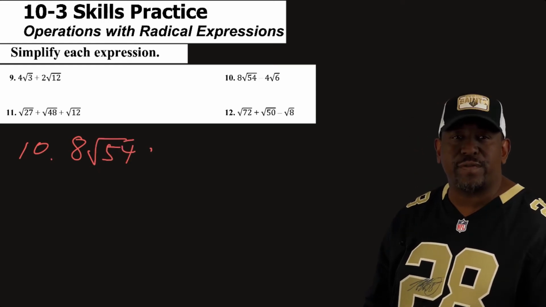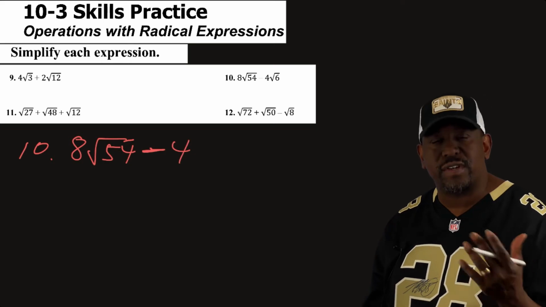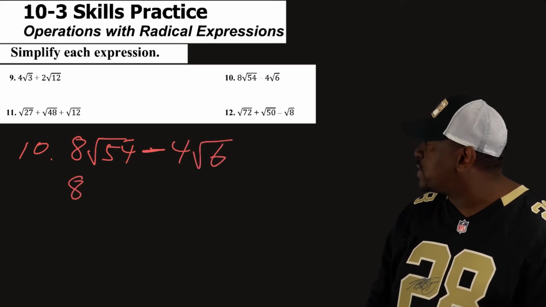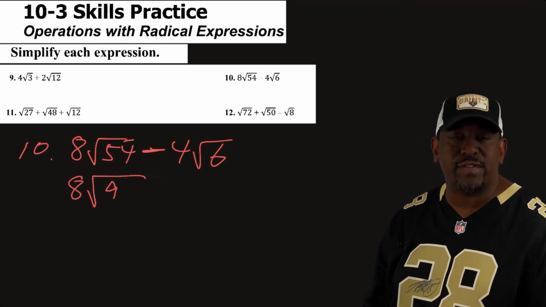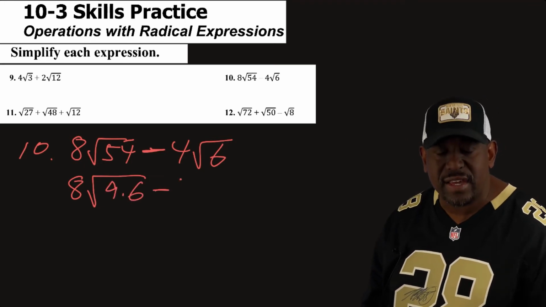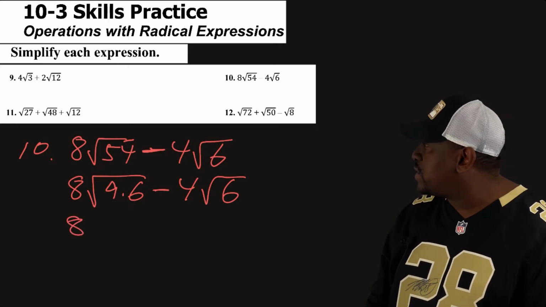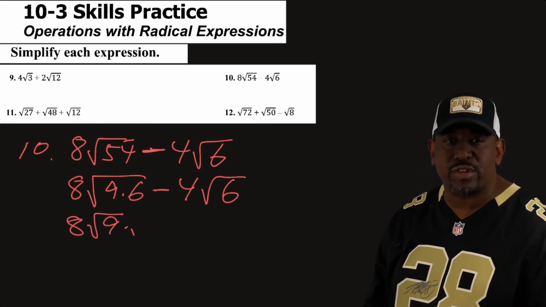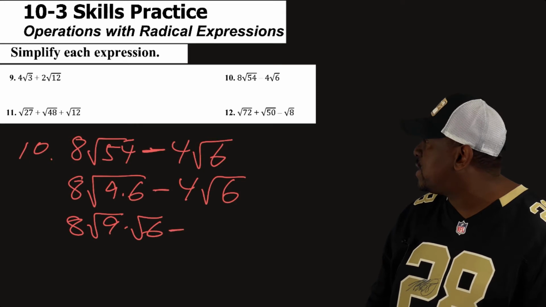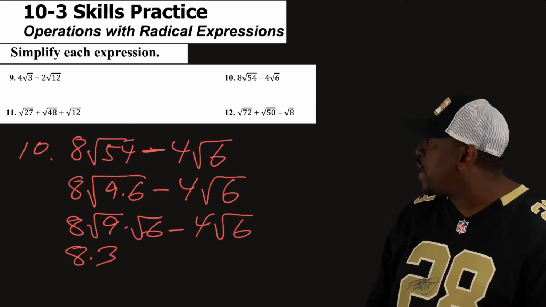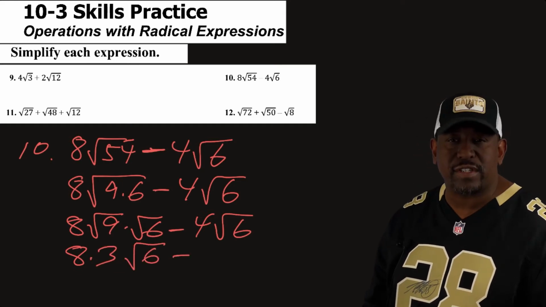8 times the square root of 54. Again, looking for the perfect squares that are factors of 54. Square root of 6 you can't break down. We know 54 is 9 times 6. 9 is a perfect square, and so we break it down into its separate factors: the square root of 9 times the square root of 6. 4 times the square root of 6 you can't simplify. Square root of 9 is 3. So now we will have 8 times 3 times the square root of 6.